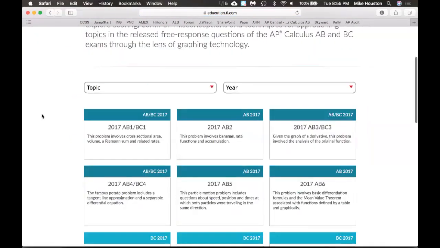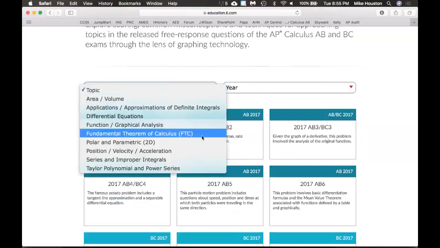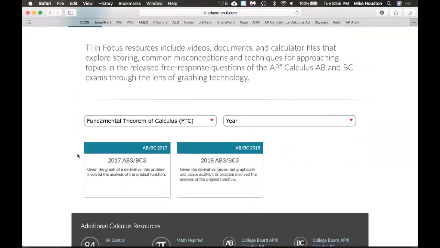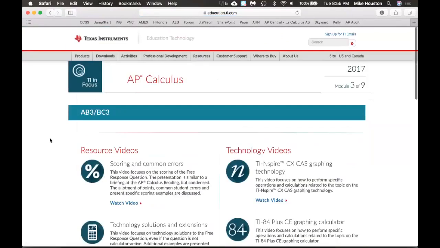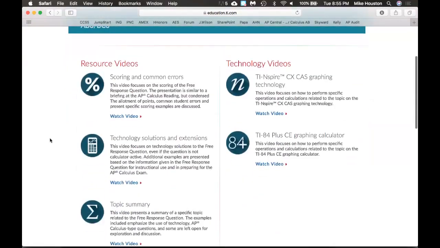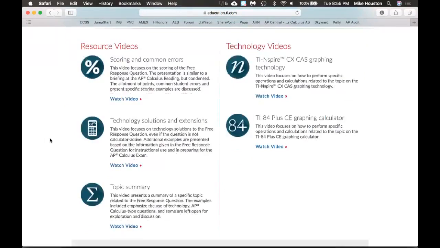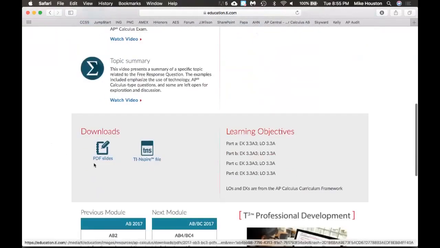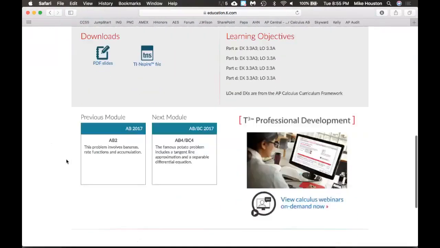And so you can either pick a year or pick a topic. So say you pick Fundamental Theorem of Calculus. You can pick a specific year that you want to look at as far as the exam. And once you do that, just take a brief look here and see some of the resources that are available. My personal favorite that I've been using with my students, if you slide down, there are PDF slides that were created, and they really do an excellent job of helping teach that concept with your students, give them some problems to think about. And this is all written for both the TI-Nspire as well as for the TI-84.